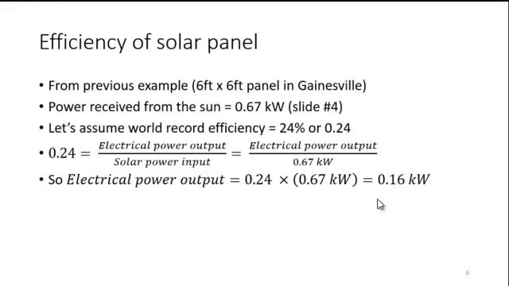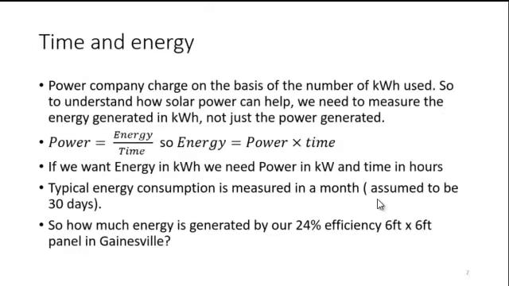That's how much power is effectively coming out of the solar panel once we take into account its efficiency. Next, we need to also consider how much time is involved here, because what power companies charge for is how many kilowatt hours you use. And as we discussed before, power is a ratio of energy over time, how much energy you consume or how much energy you produce, depending on whether we are counting power output or power consumption.